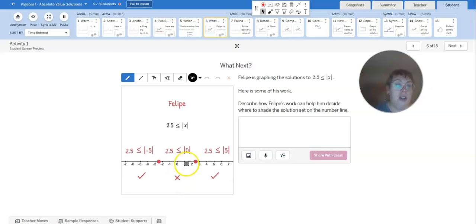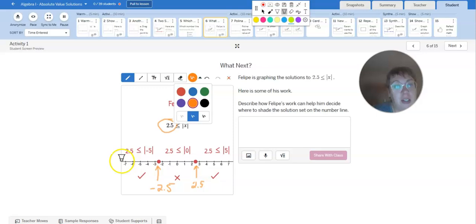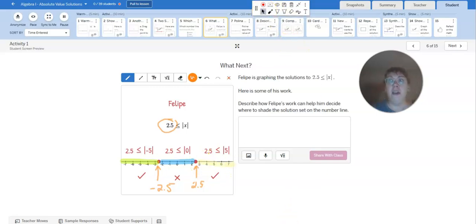So we know that our boundary points are going to be at 2.5. Notice there's a dot here at 2.5, and there's a dot here at -2.5. Between those two dots, we have 3 sections: a section to the left, a section in between them, and a section to the right. So Philippe tested a point in each of the sections of the number line.